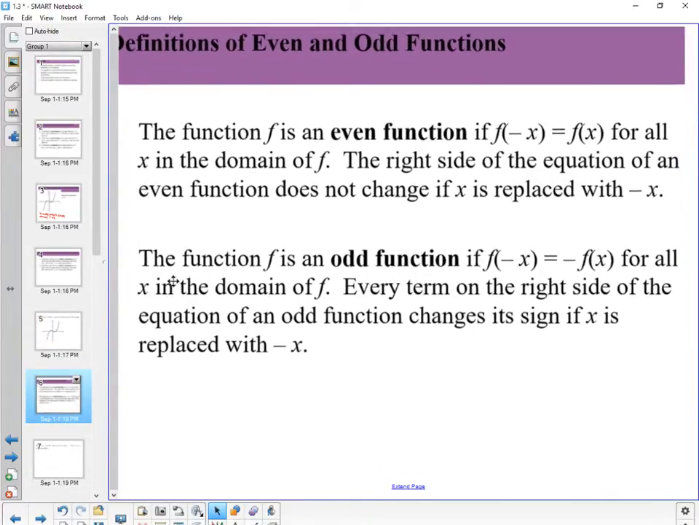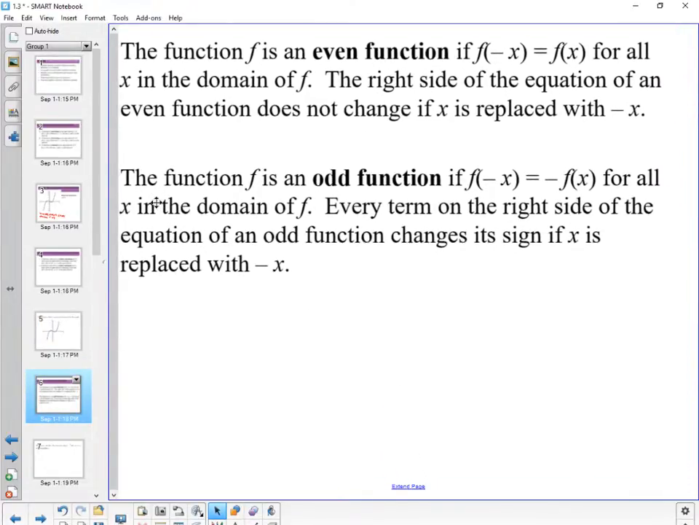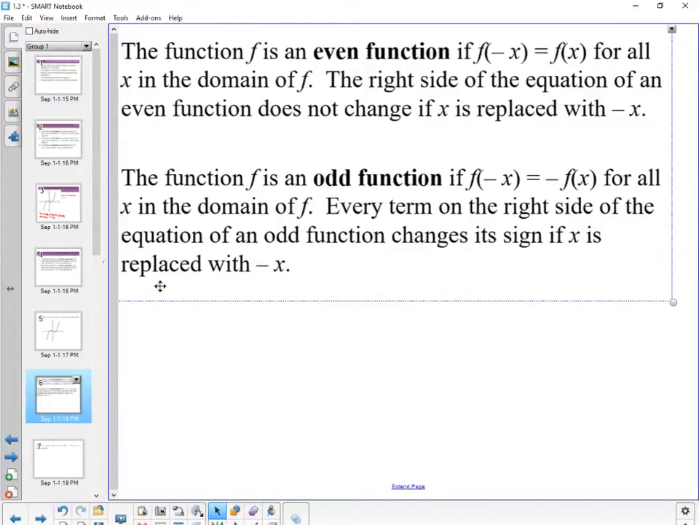Okay, here we go. Even or odd functions. A function is going to be even if I plug in a negative x and I get back the same function. Okay? It's going to be considered an even function. We'll have an example in a minute. But if I can take my function and plug in the opposite of the value and I get back the original function, it's considered even. If I plug in a negative and the whole function becomes negative, then it's considered odd.